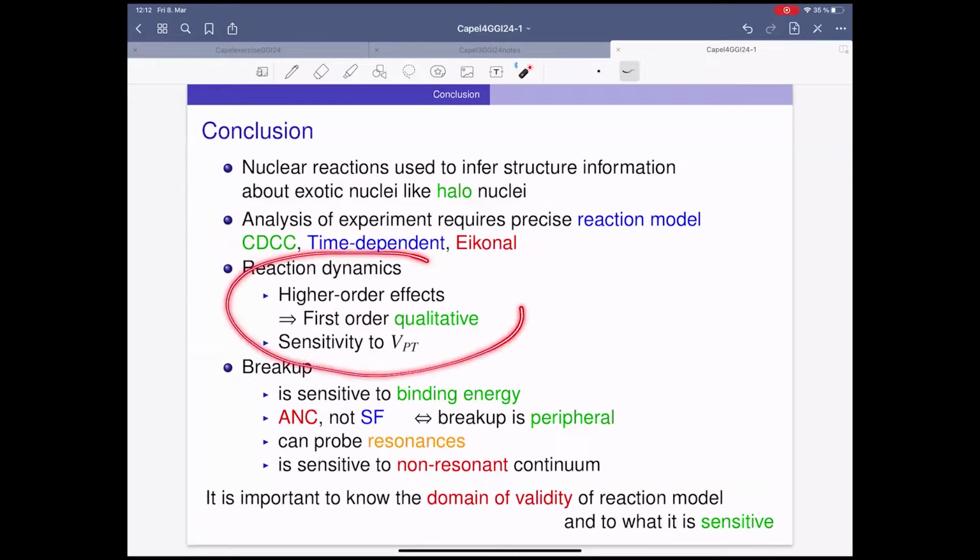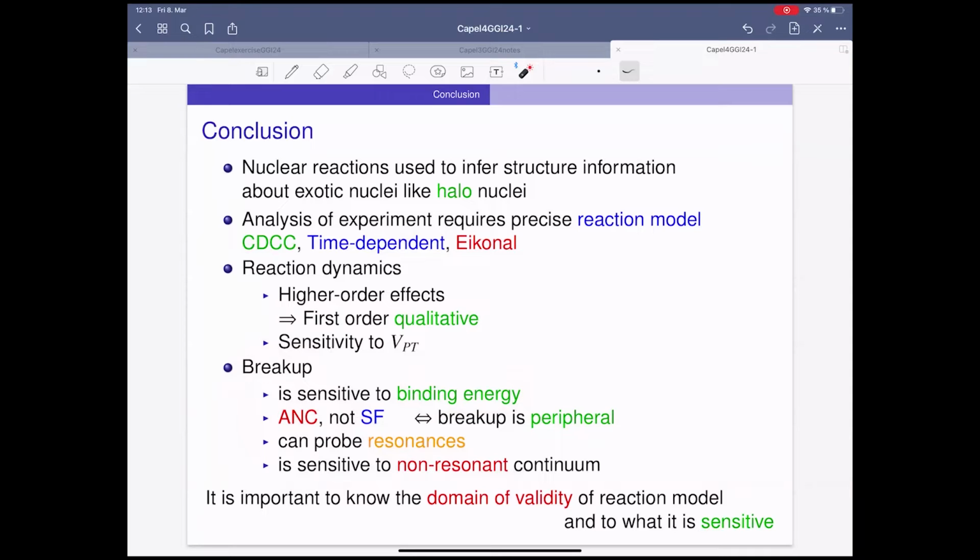There is significant reaction dynamics, so that's one of the ways to pick one of the models, and you need to know what your reaction is sensitive to. For the breakup, it's mostly the binding energy. The ANC plays a significant role, not the spectroscopic factor. There is no way to extract a spectroscopic factor from these data. You have a sensitivity to resonant and non-resonant continuum. And so this is a nice way to probe predictions from ab initio calculations.